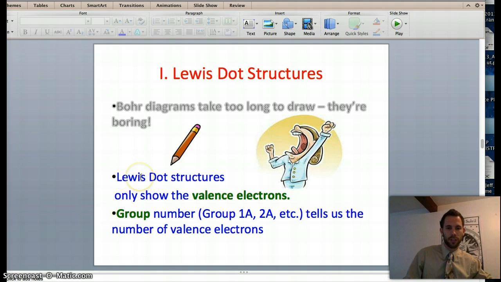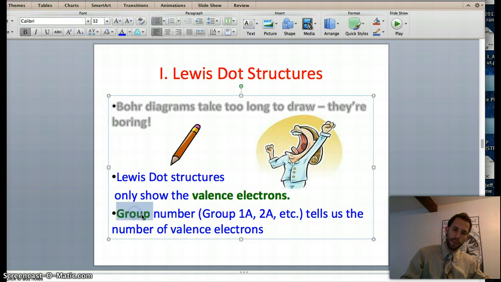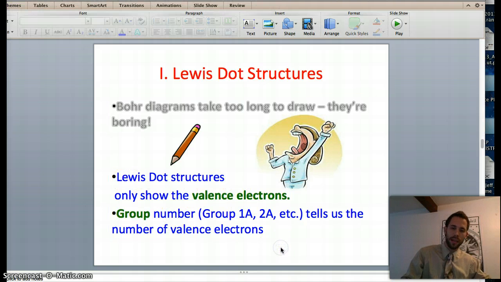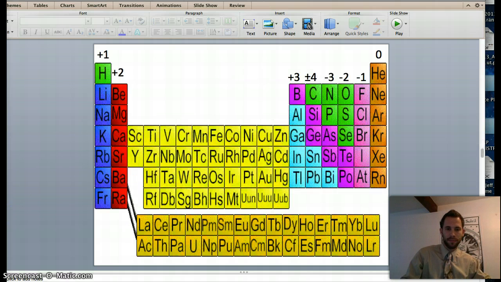Lewis dot structures, on the other hand, instead of drawing all those dots for the Bohr diagrams, only show valence electrons because those are the only ones that really matter at the end of the day. Now remember that the group number tells us the number of valence electrons. So Lewis dot structures only have to do with looking at the number of valence electrons in the group and drawing it around the element. Seems hard? Let's give it a shot.